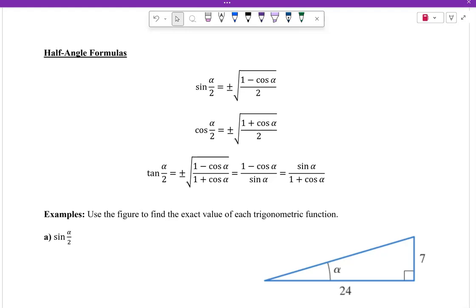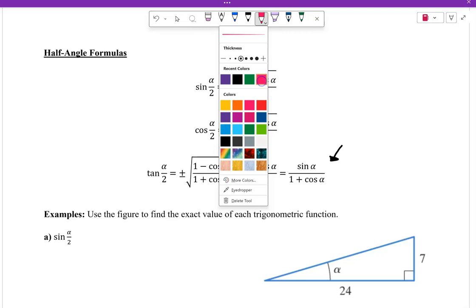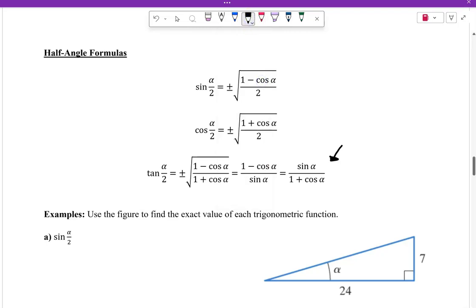So notice that sine and cosine is very close. The first one's a minus, the second one's a plus. But then when you actually do the tan one, it's a lot easier to use this one in the back. And that's what we're going to do on almost all of our problems. So let's go look and see what we got. So we have to use the figure to find the exact value of all of these.